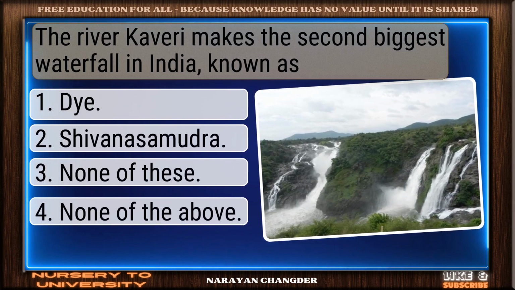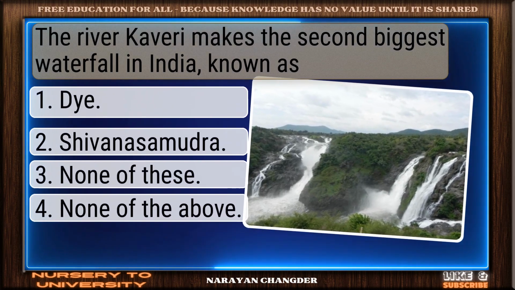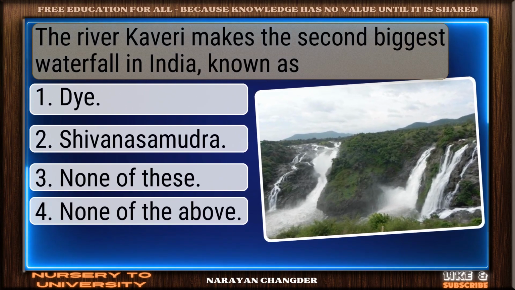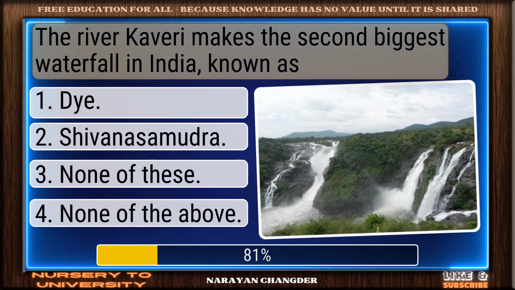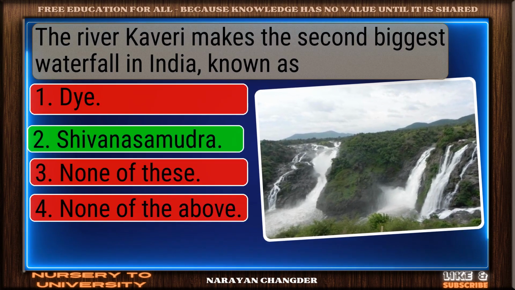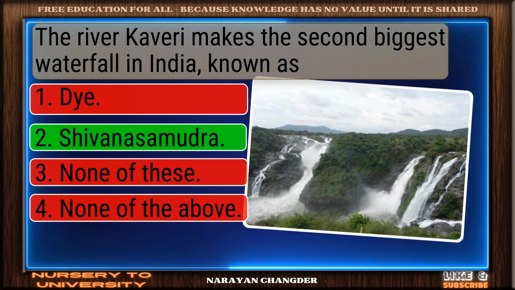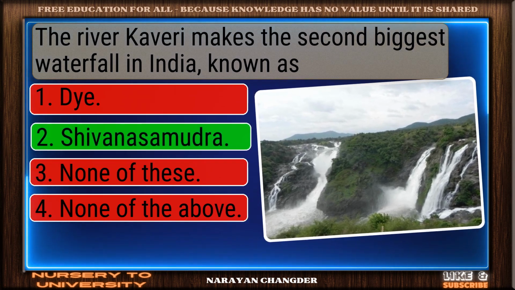Question number 8. The river Kaveri makes the second biggest waterfall in India, known as dash. Solid response. Shivanasamudra is a valid choice.